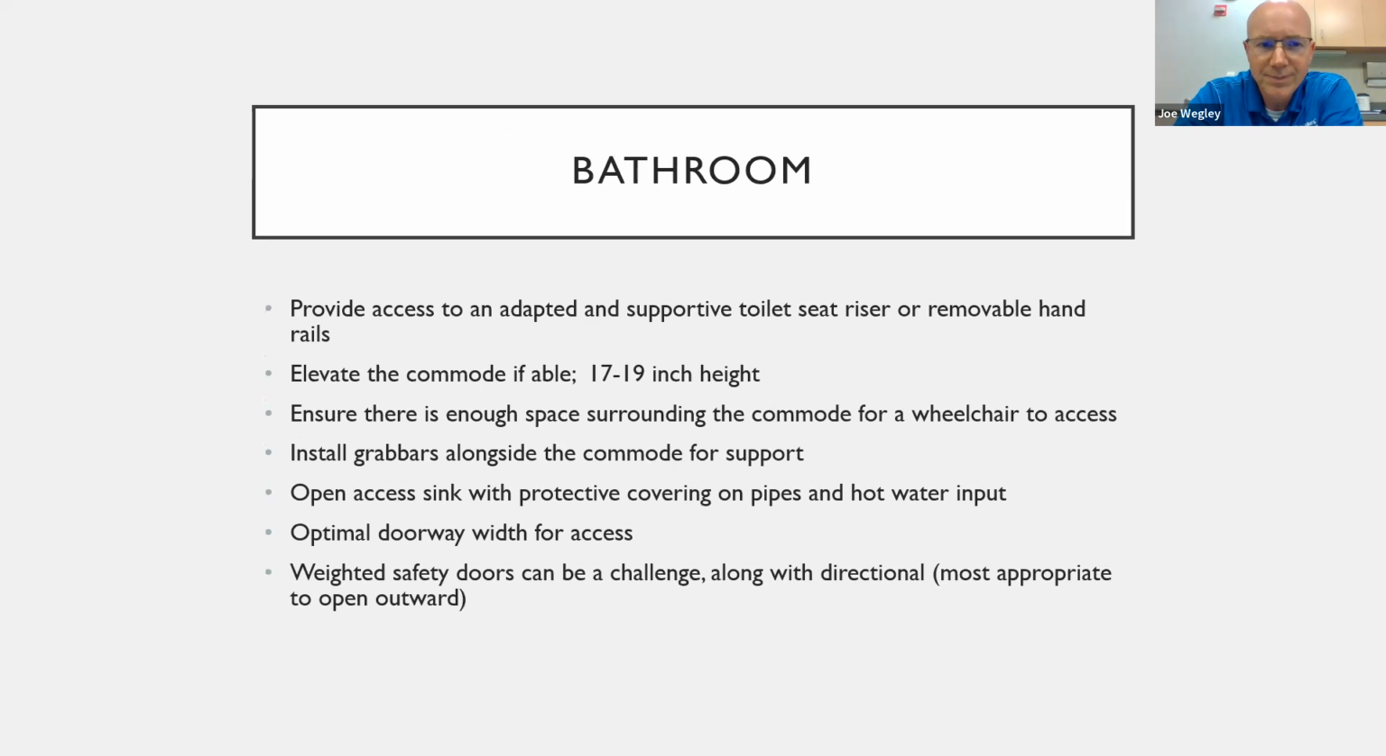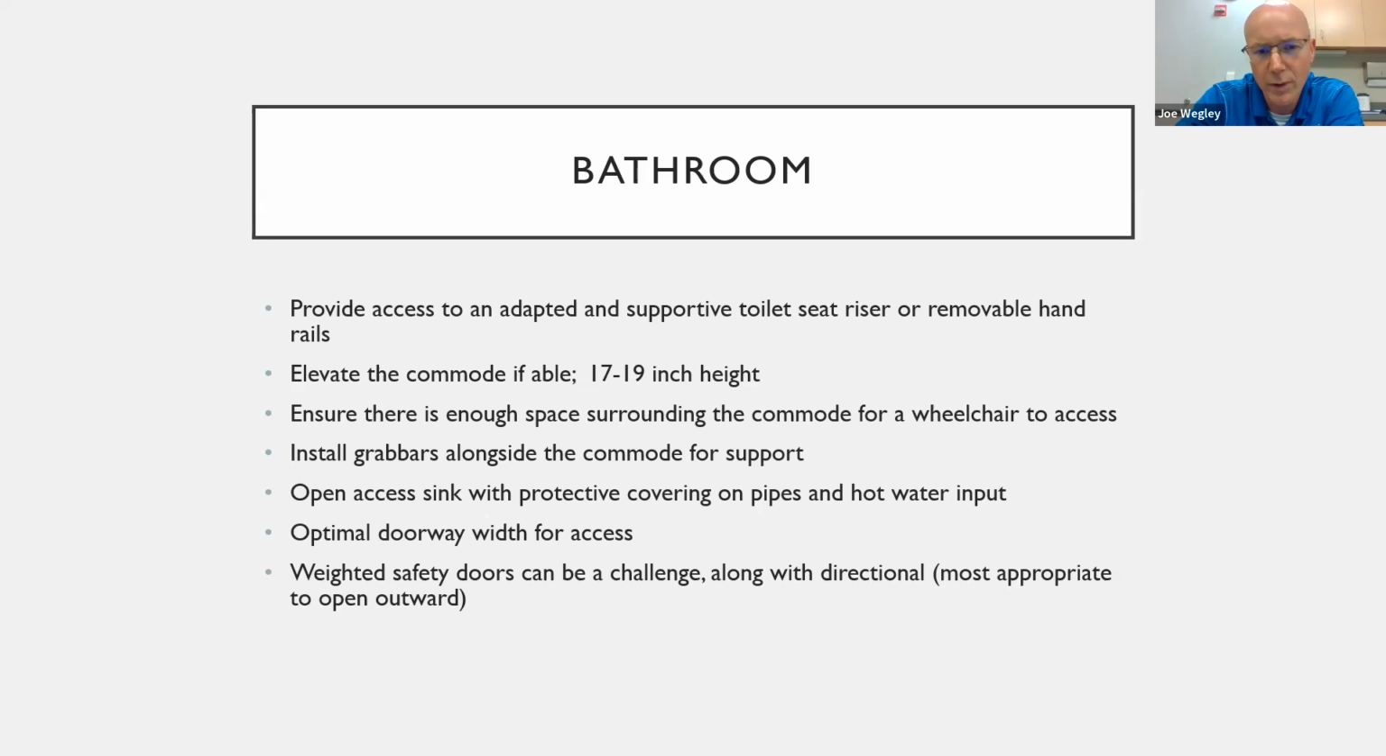For a bathroom, providing access to an adapted and supportive toilet seat riser or removable handrails is valuable. Most commercial toilets are appropriate height, but 17 to 19 inches is what's recommended. Ensure there's enough space surrounding the commode for the wheelchair to access. You can also install grab bars alongside the commode for support.